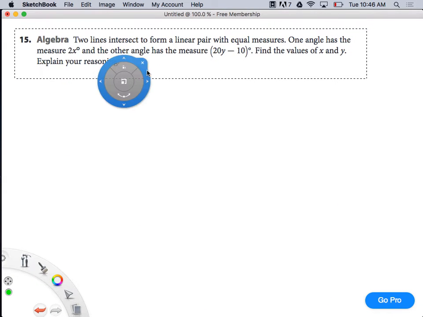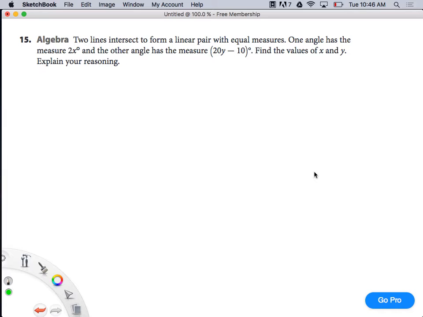All right, the first thing it says, 2 lines intersect to form a linear pair with equal measures. So go ahead and draw that. Draw a picture of 2 lines that intersect to form a linear pair with equal measures. Go ahead and draw that. And there's only one real way that that can be drawn.